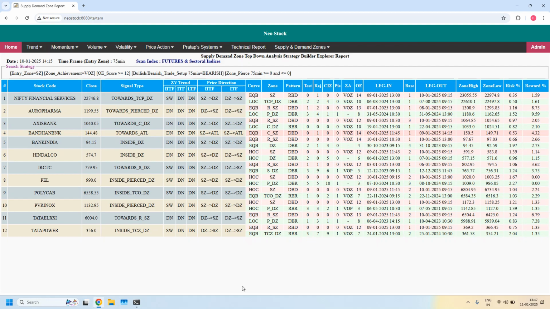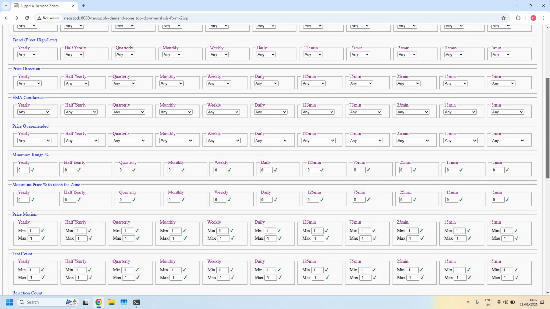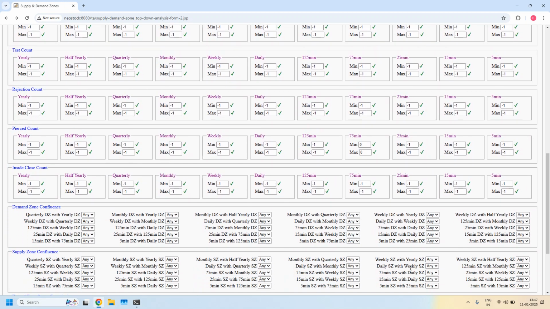Okay, out of these 12 75 minute supply zones, there are some high probability supported supply zones based on the high liquidity zone. Apart from that, we should also add additional filters based on zone confluence. The first filter is LTF and ITF supply zone confluence. That is the 75 minute supply zone with daily supply zone confluence. I am enabling this filter.